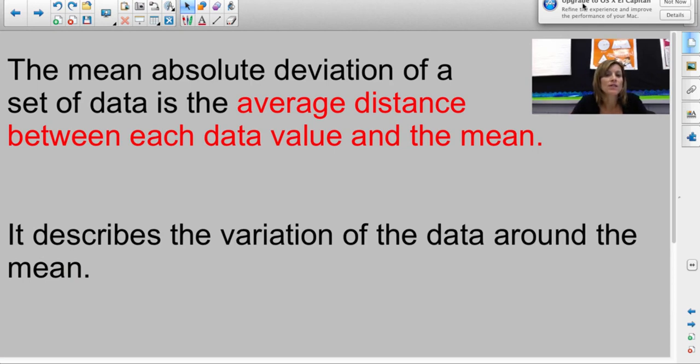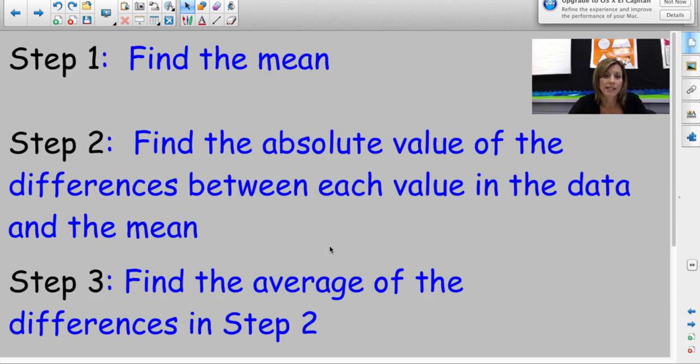The mean absolute deviation of a set of data, and you're writing this part in red, is the average distance between each data value and the mean. So we're going to find the mean, and then we've got a lot of subtraction to do, and then we're going to find the mean of the distances as well. When we're done, that number is going to describe the variation of all the data around the mean, or the average.